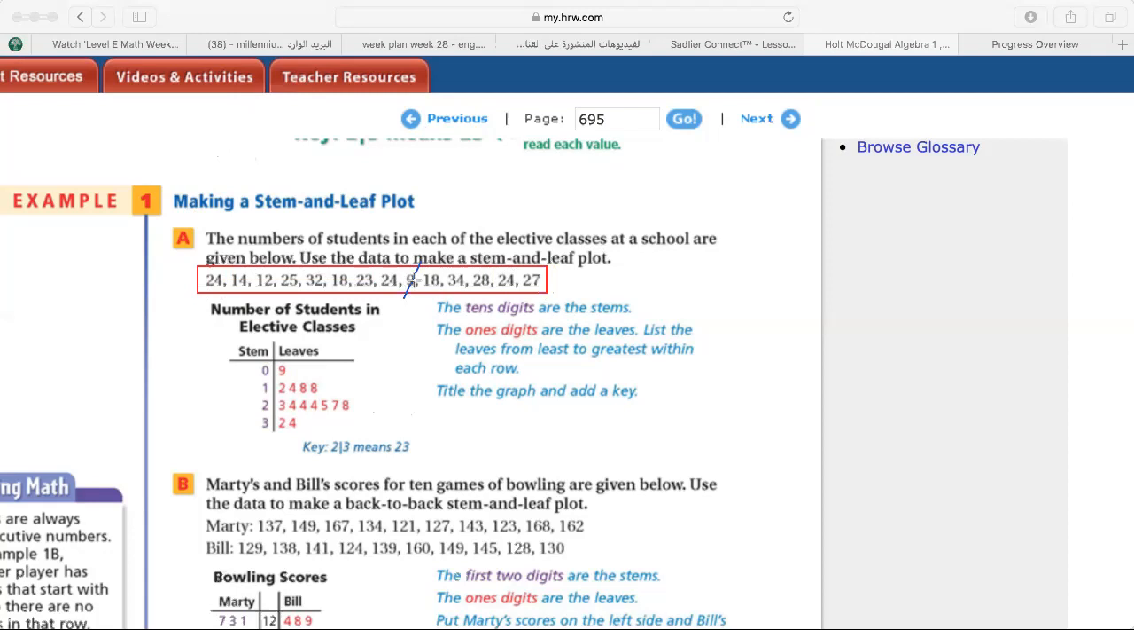9. 9 is only one digit. So how am I going to write the stem? I'm going to write 0, and in the leaves, I'm going to write 9. Okay? Because 9 is the last digit, I will not write it in the stem. I am going to write it in the leaves.